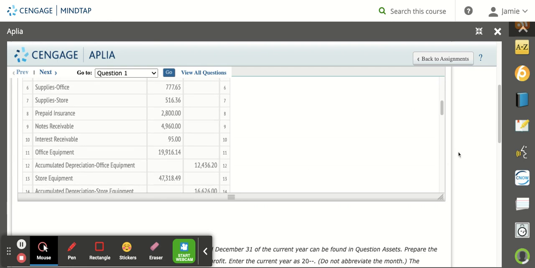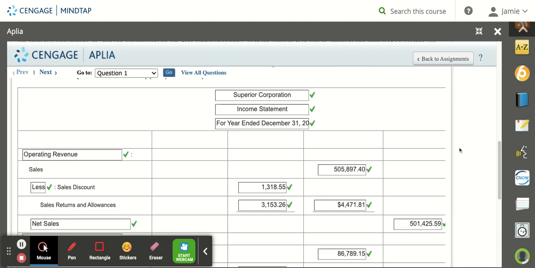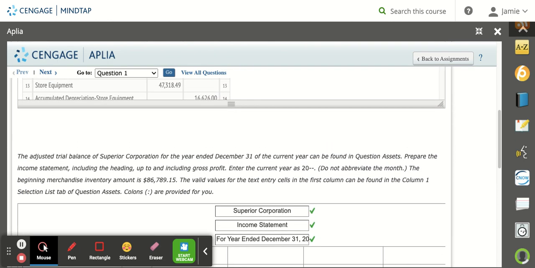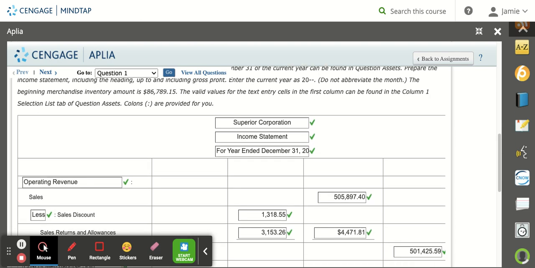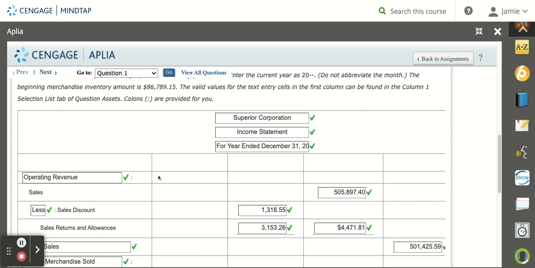So the first section that we are going to do and complete is the heading. So our three-line heading, starting with the company name, income statement, and then the date for year ended December 31st, 20. Then we have our operating revenue. So that is just a heading with a colon behind it, no numbers on that row.